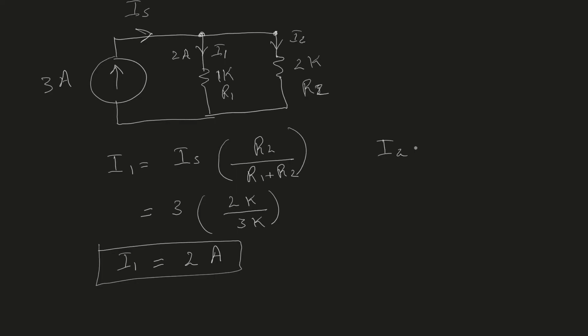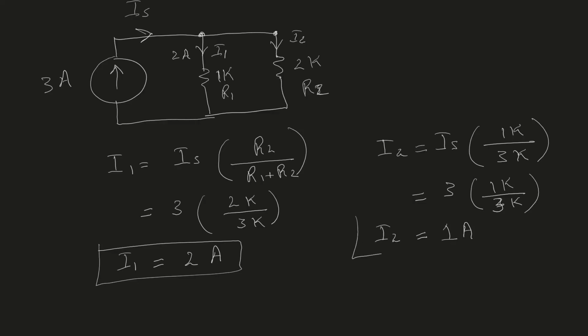I2, according to CDR, should be equal to IS times the resistance of the other branch, which is 1 kilo in this case, divided by the sum of the resistors, which is 3 kilo. And then I have 3 amperes times 1 kilo divided by 3 kilo, which is equal to 1 ampere. As expected, I2 is 1 ampere. And you can see that more current flows in the branch which offers less resistance.